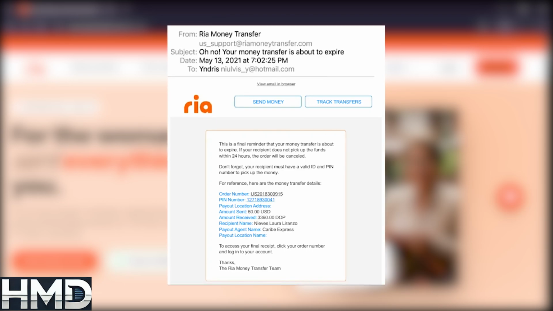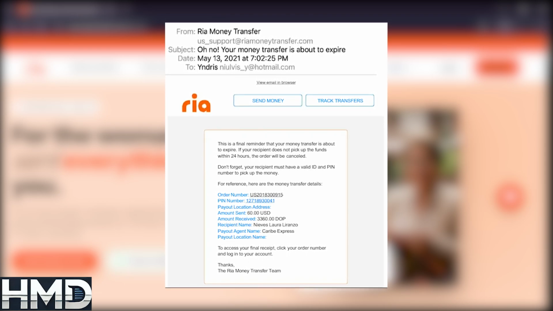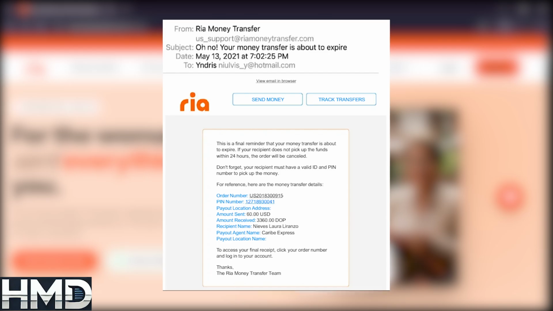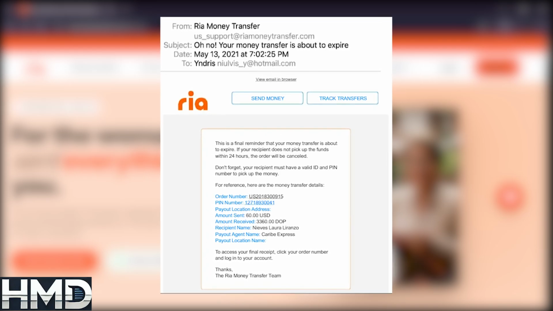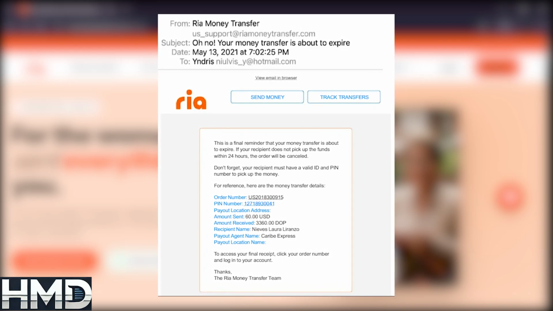You have to check your mail so you can see if they need a picture of your ID or a clear answer about where the money is going. Without this step, your money might sit still for days while the company waits for you to reply.